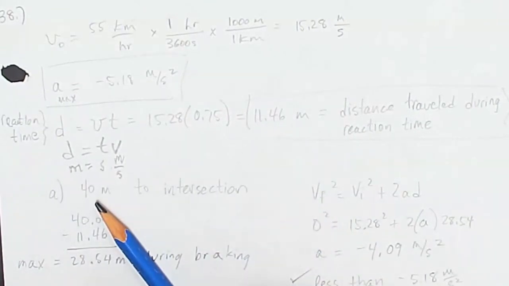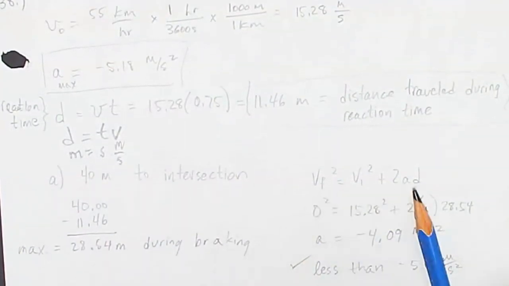Okay, so I've traveled 11.46 meters by the time my foot begins to engage the brake. So no longer am I 40 meters from the intersection, but now I'm 11.46 meters closer. So now I only have 28.54 meters to stop my car in before the intersection during the braking phase.